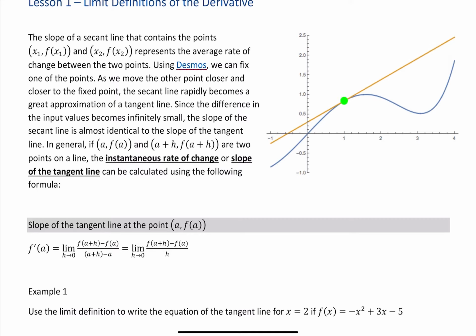In this case, if the black point is this, a, f of a value, and then the red point is this, a plus h, f of a plus h point, then h is just a very small difference between the fixed point and this point that is moving. It's just a very tiny difference.